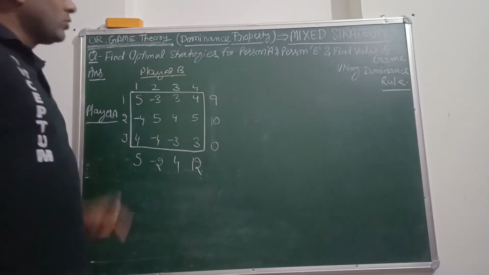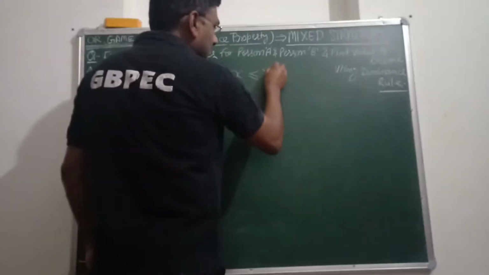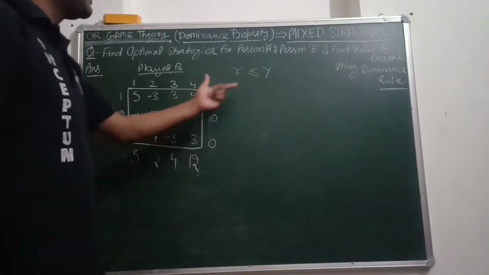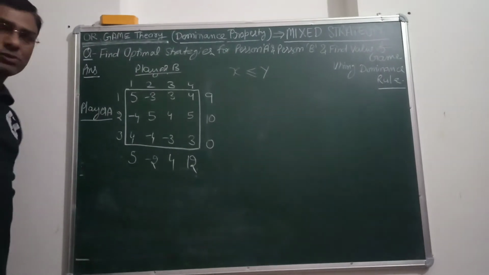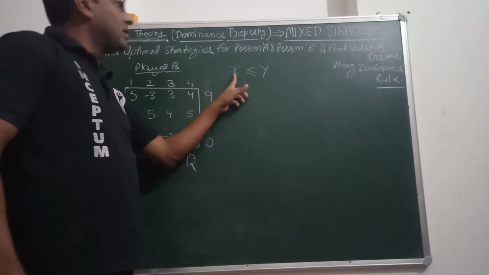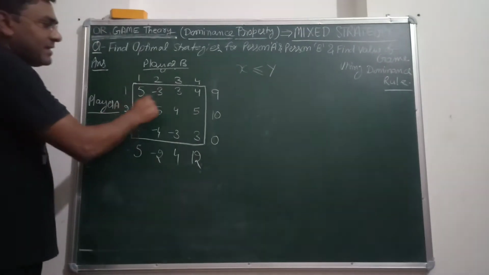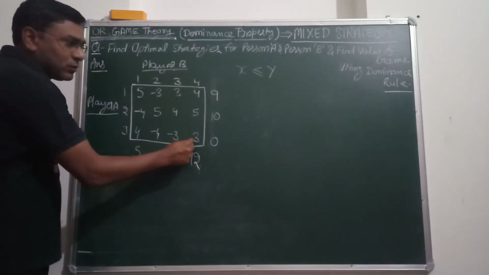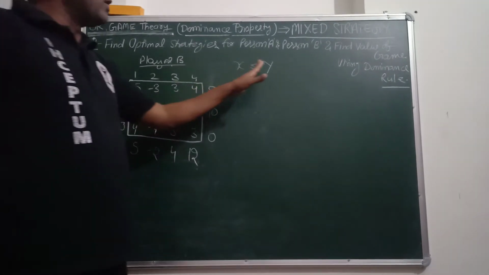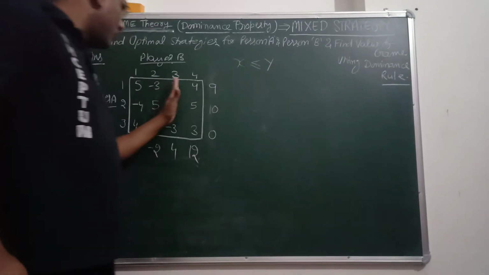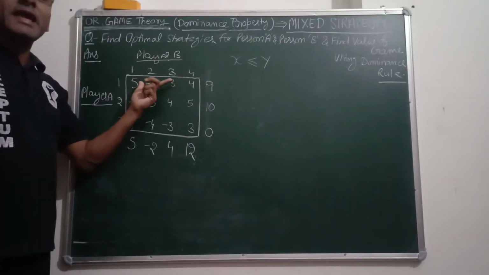Now for rows, you know that the principle is x must be less than or equal to y. It means that A will play a strategy which will provide him the maximum gain. So the dominance property for rows says that if the entries of any of the rows are less than or equal to the corresponding entries of the given rows, then that row can be eliminated.